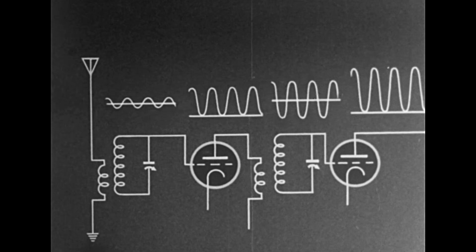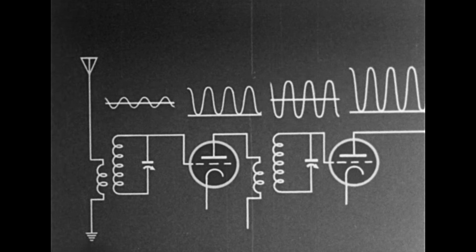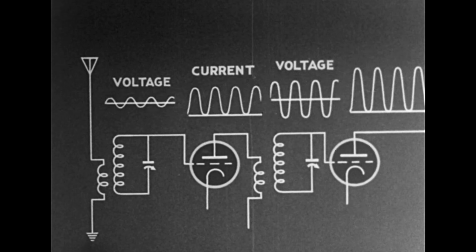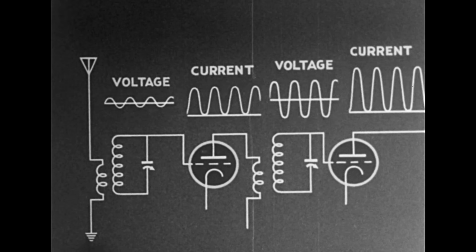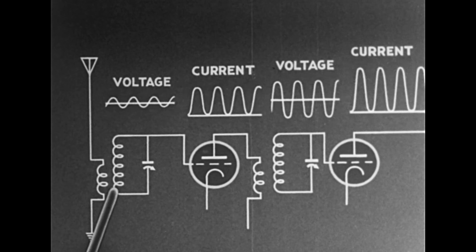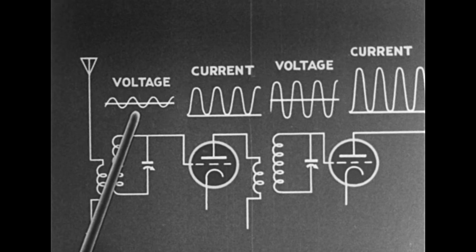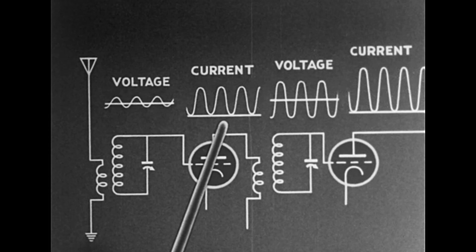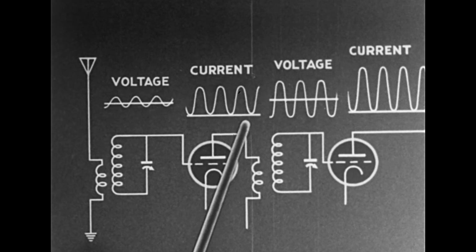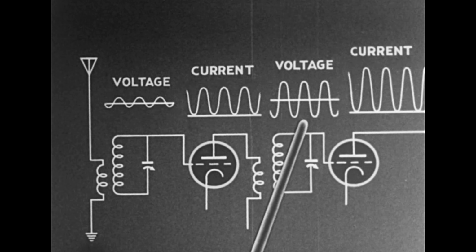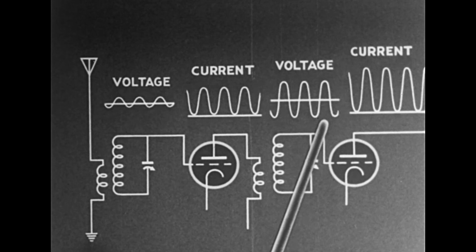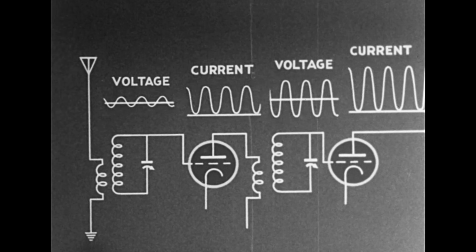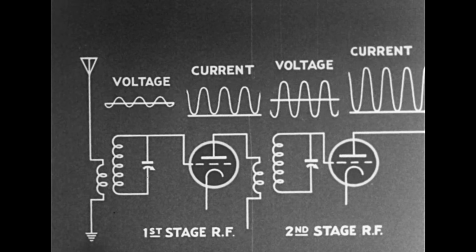Radio frequency amplification increases the energy of a wave without changing its form. Steps of voltage and current follow each other. Voltage changes in the grid circuit of the first stage result in larger current waves in the plate circuit of the first tube. The same kind of amplification takes place through the coil and tube of the second stage. Several stages of radio frequency amplification may be used.